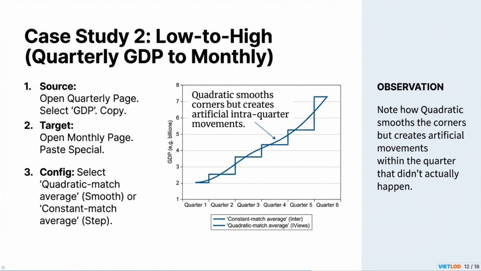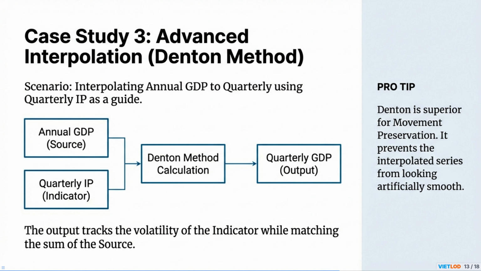This slide presents a case study for low to high frequency conversion, specifically from quarterly GDP to a monthly series. First, as the source, you would open your quarterly page, select the GDP series, and copy it. Next, for the target, you'd open your monthly page and use the Paste Special function. For configuration, you can select quadratic-match average for a smooth interpolation or constant match average for a step function approach.